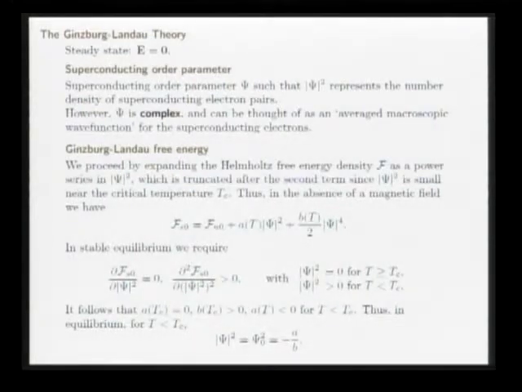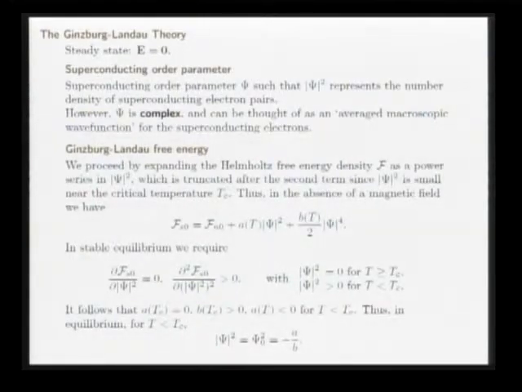The premise behind the theory is that there's an order parameter, psi, which tells you to what degree the material is superconducting and to what degree it's not. You can think of it so that the modulus squared represents the number density of superconducting electron pairs. So if mod psi squared is non-zero, there are some superconducting electrons there, and if it's equal to 0, there are no superconducting electrons there.